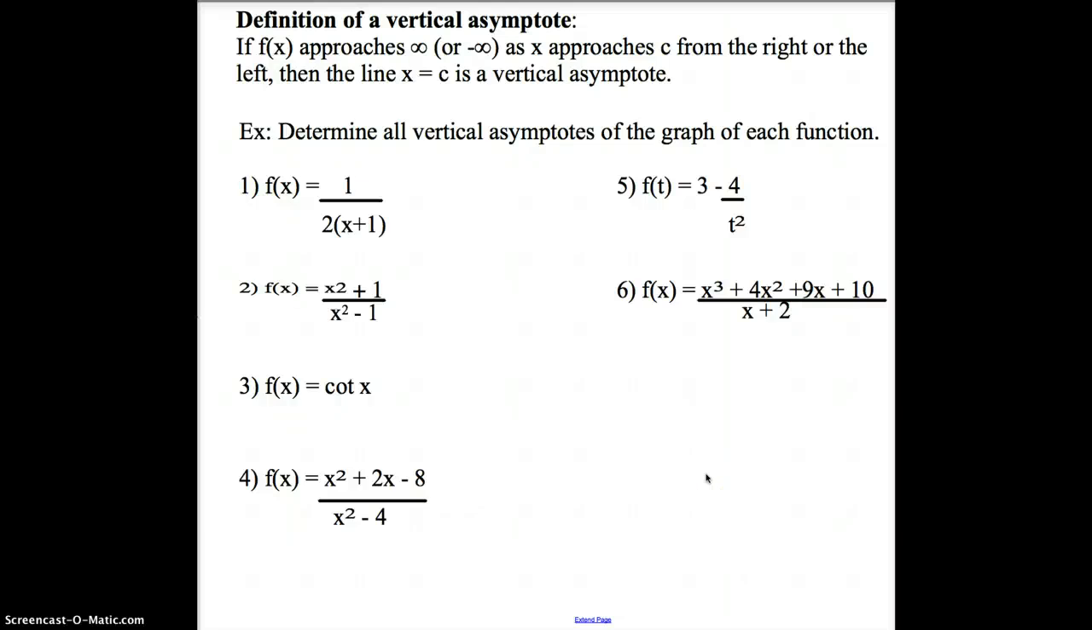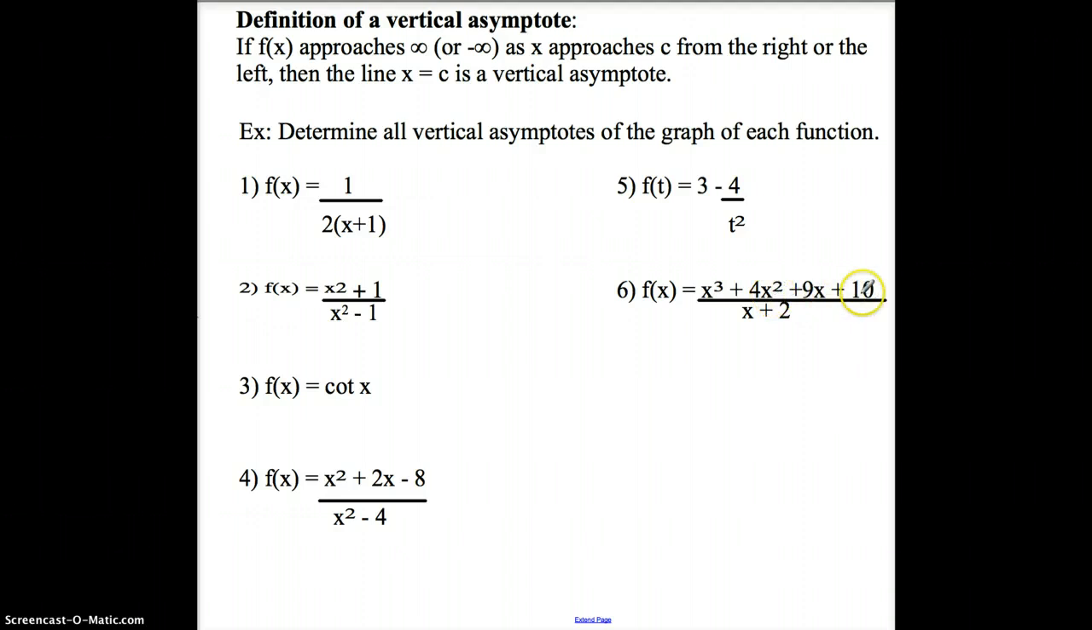All right, we were at example 6 here. So let's work on this example. I changed it. This is a 9x now. So we have x cubed plus 4x squared plus 9x plus 10 all over x plus 2. And we're going to try to find all the vertical asymptotes. So we want to know when this denominator equals 0 after we have canceled everything we can.